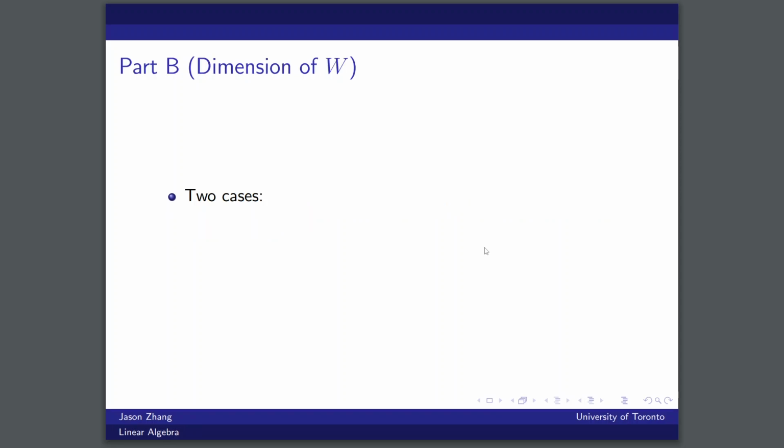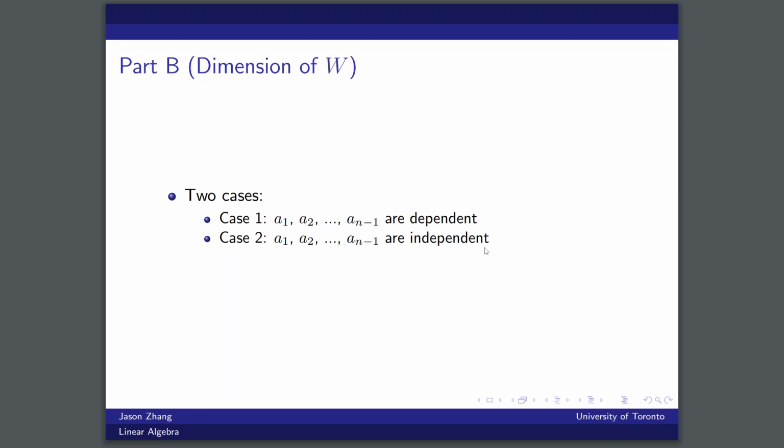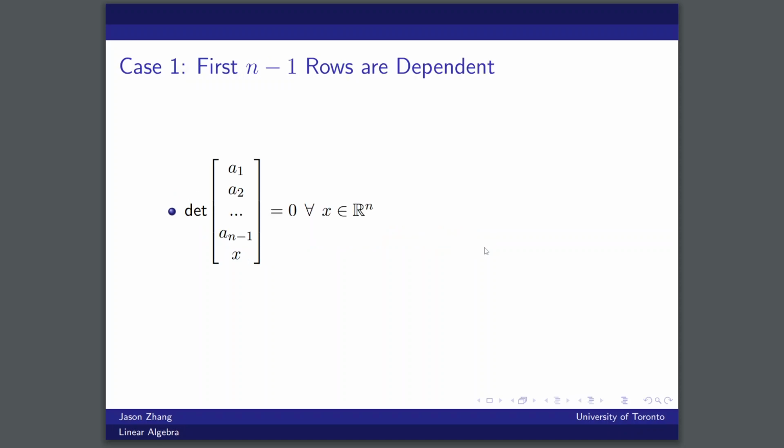Now, for part B, we want to find out what the dimension of W is. And there are two cases we have to consider here. The first case is where the first n-1 rows are dependent. The second case is where the first n-1 rows are independent. There are no other cases to consider here because a set of vectors is either dependent or independent. There's nothing else. There's no other case.